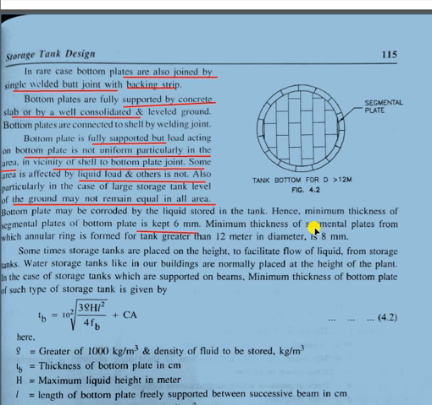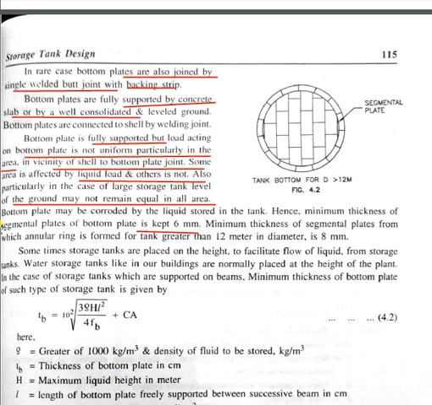Minimum thickness of the segmental plates from the annular ring formed, for tanks greater than 20 meters in diameter, is 8 mm.